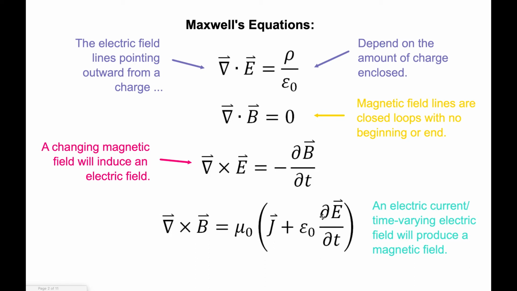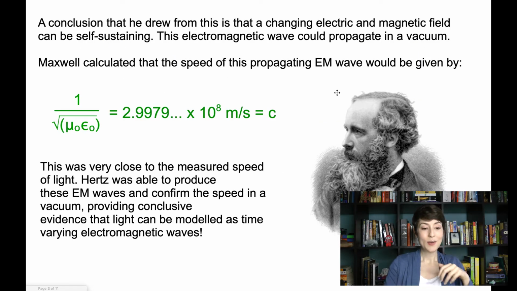And our final equation also summarizes a result that we've used before. An electric current, or time-varying electric field, will produce a magnetic field. One conclusion that he drew from this data is that a changing electric and magnetic field can be self-sustaining, like a wave. It can travel through a vacuum. He also calculated the speed of this wave.